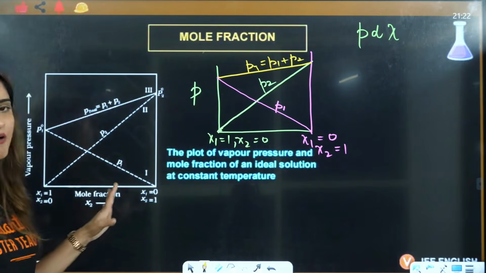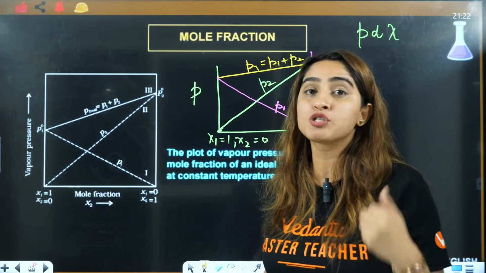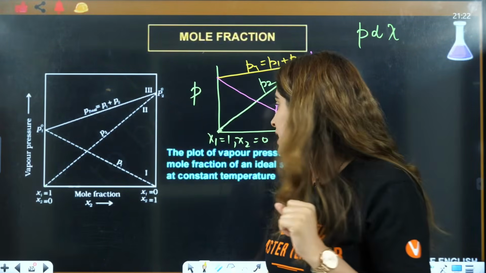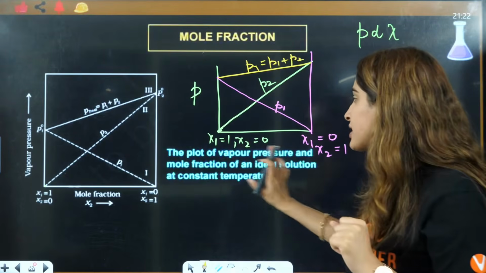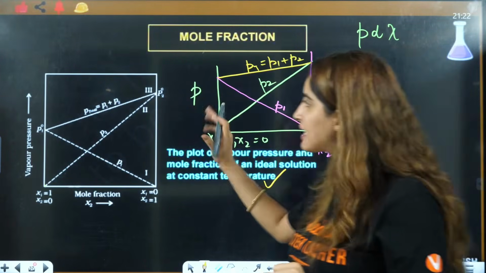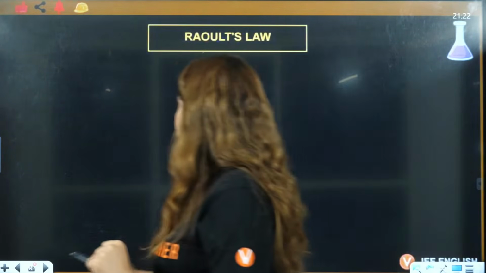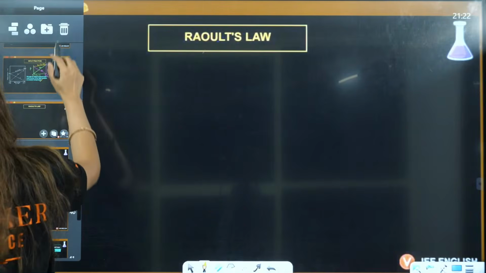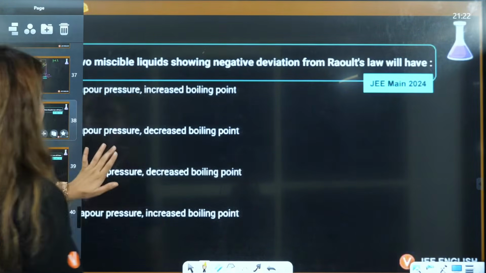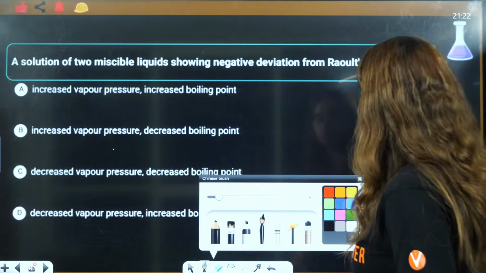This is the graph of Raoult's law, showing how solutions behave according to Raoult's law. It is the plot of vapor pressure and mole fraction of an ideal solution at constant temperature. Is this thing clear to everybody or not? Okay, students. Now, let us see some questions based on this.